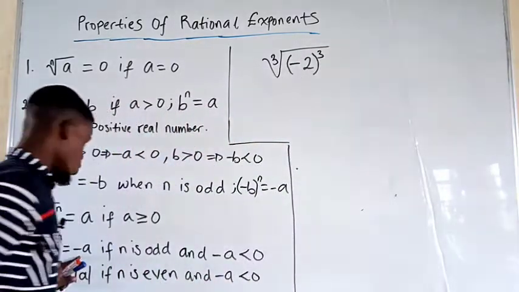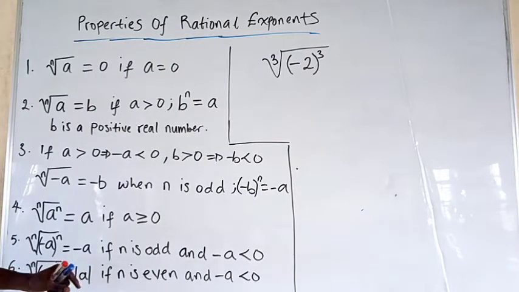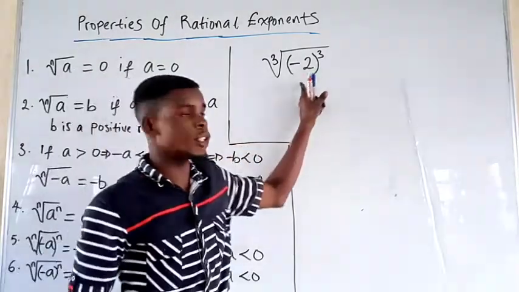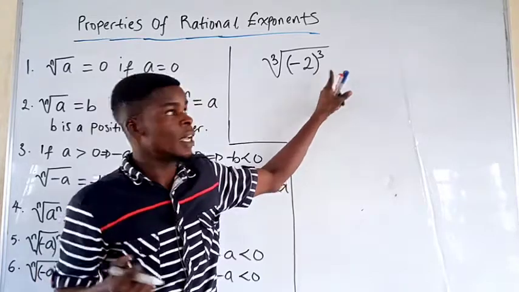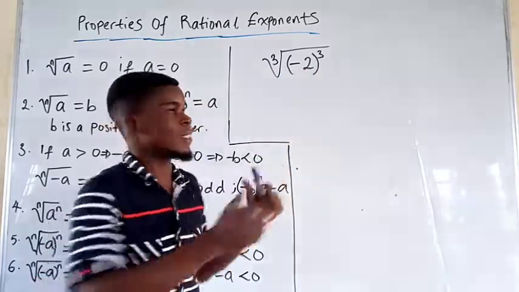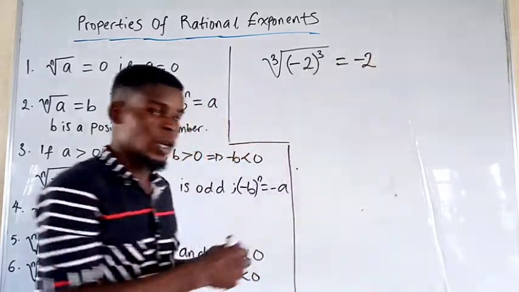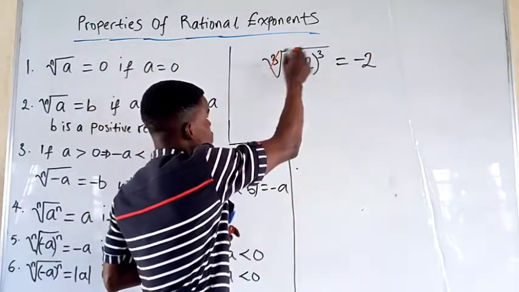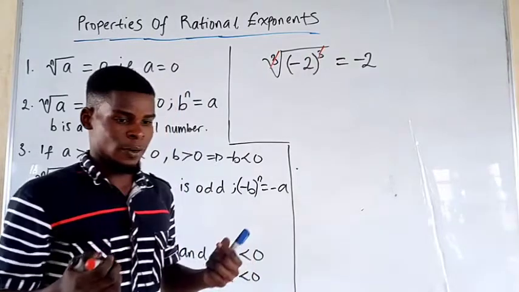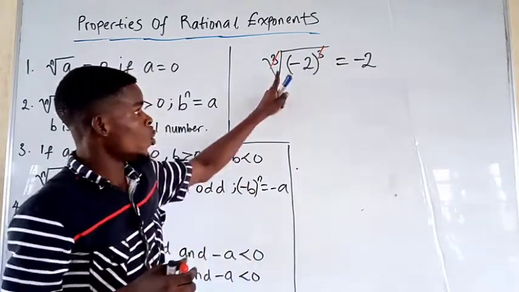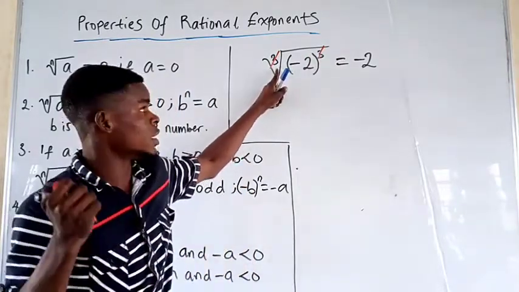This right here is going to output that negative number. Now if you look at this, negative 2 raised to the power of 3 is negative 8, and the cube root of negative 8 is negative 2. So this right here will just give us negative 2, just like saying you want to cancel this with this. Now, this only works out when you are talking about odd index and power.